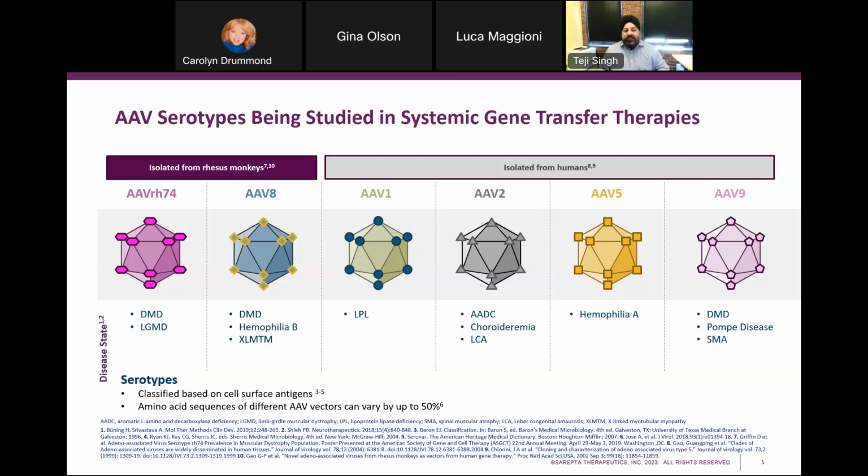What does the RH74 stand for in terms of the Sarepta vector? RH is because it's isolated from rhesus monkeys. As you can see here, AAV74 and AAV8 both come from that source. The others come from human sources, and that can actually impact to some degree the pre-existing immunity that exists.